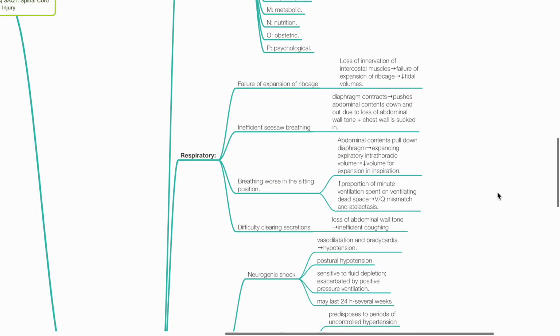There is expanding expiratory intrathoracic volume and reduced volume for expansion in inspiration. Increased proportion of minute ventilation is spent on ventilating dead space. VQ mismatch and atelectasis occur. Difficulty in clearing secretions predisposes to pneumonia. Loss of abdominal wall tone causes inefficient coughing.